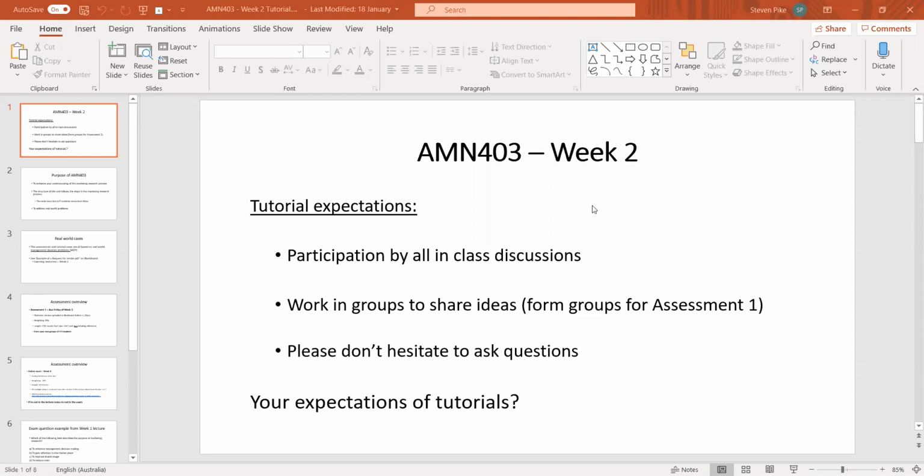So if you are registered as an internal on-campus student, we encourage you to come to class because it's an opportunity to share your ideas and learn from other students. If you are an external student, we have a live Zoom tutorial each week, which also gives you the opportunity to engage with your tutor and other students. So as I say, this is a summary of the key content of the week 2 tutorial.